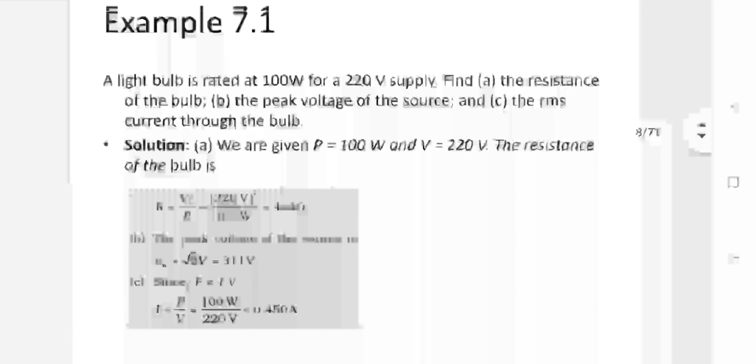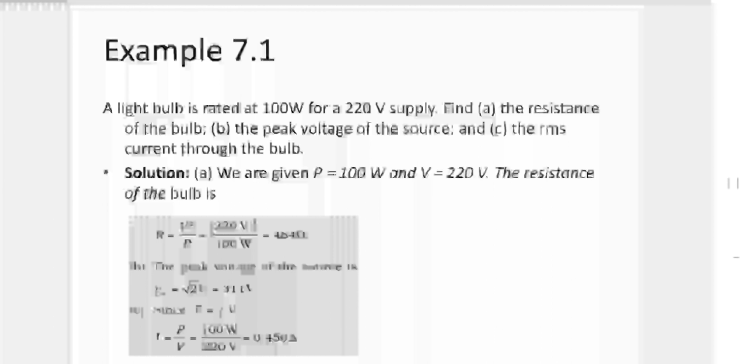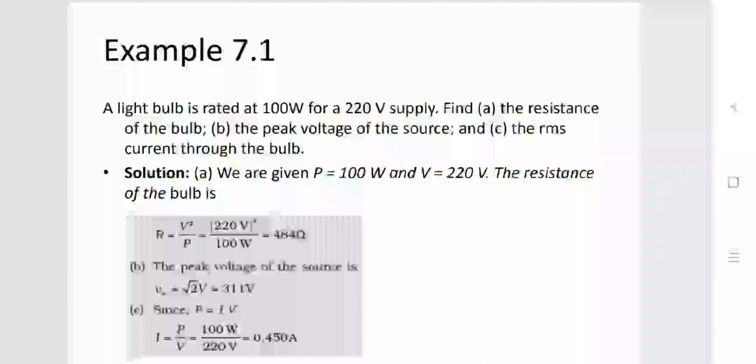A light bulb is rated at 100 watt for a 220 volt supply. Find the resistance of the bulb, the peak voltage of the source, and the RMS current through the bulb. So three quantities we need to determine: the resistance, peak voltage, and RMS current. For that, two quantities are already given. Power, P equals 100 watt, and voltage, that is 220 volt.